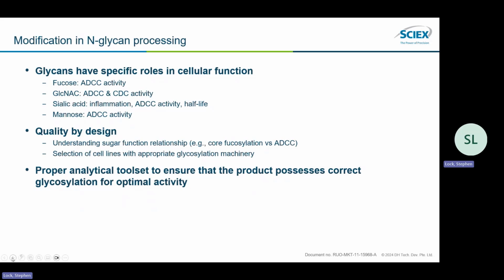So you really try to impart quality by design in understanding the sugar function relationship, i.e. the impact of core, for example, impact of core fucosylation on the ADCC response. So really the selection of cell lines with appropriate glycosylation machinery is important to get the functional relationship for your target biopharmaceutical. And you need to use proper analytical tools to ensure the product you produce is consistent and possesses the correct glycans to enable the function you desire.